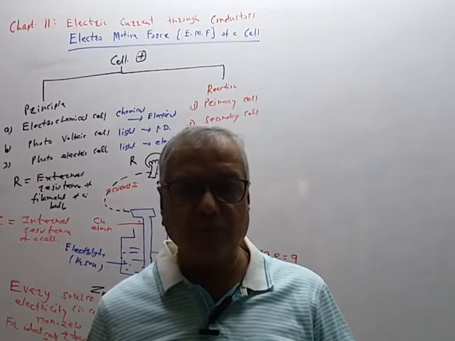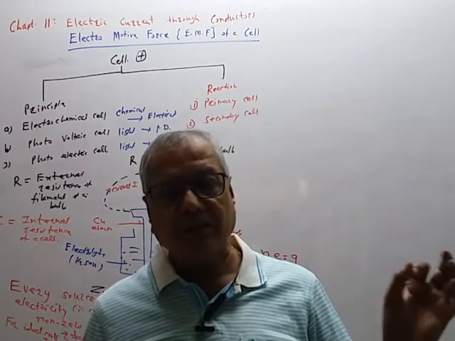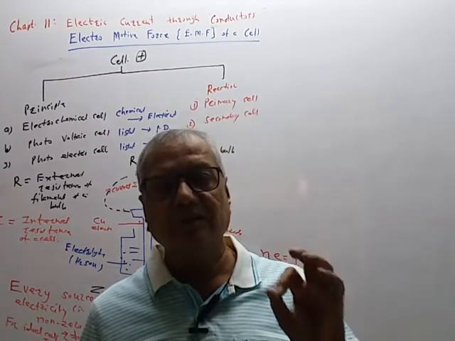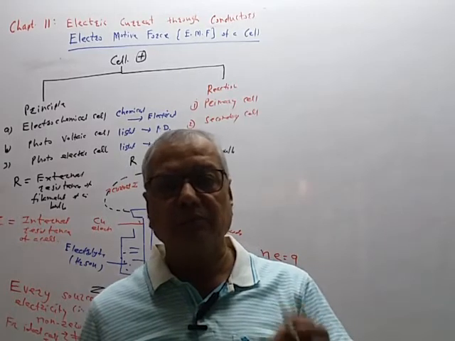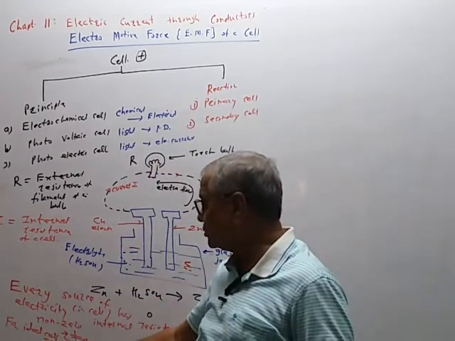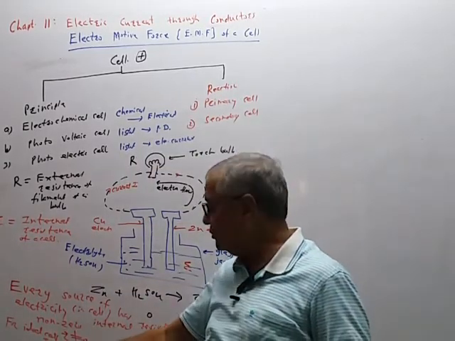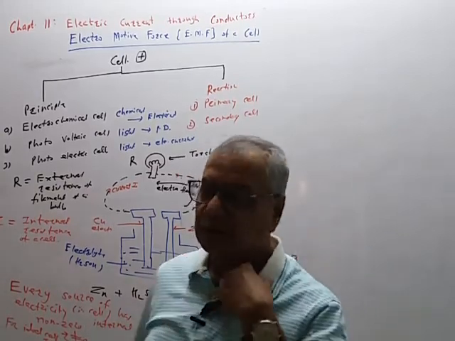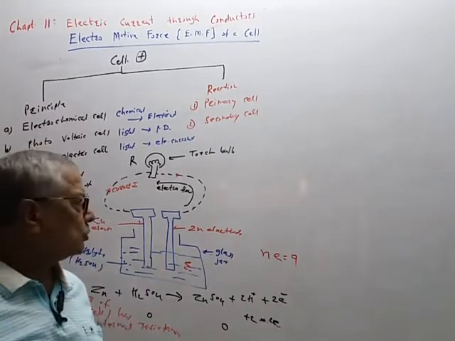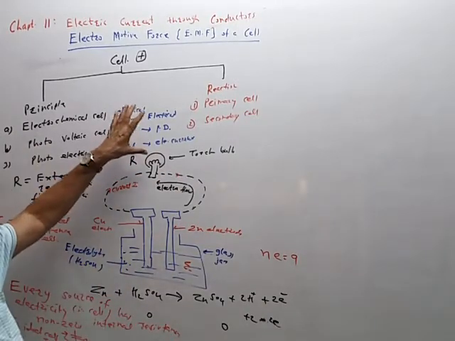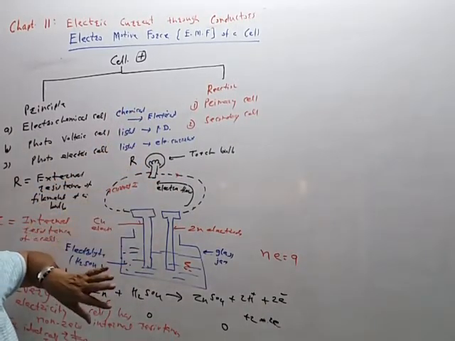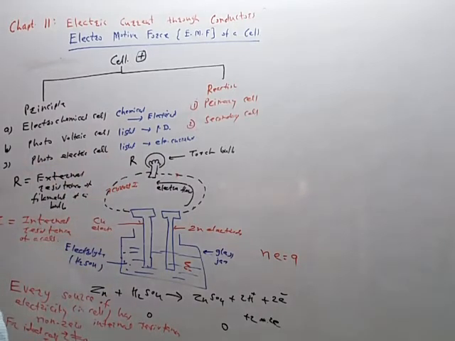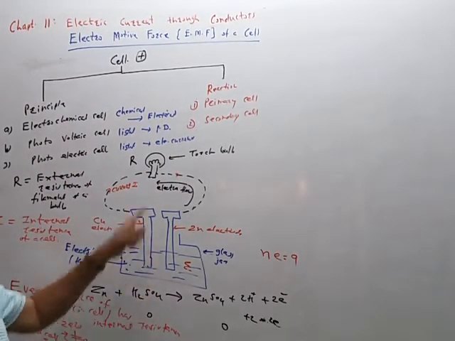So, in some problems, it is given that the internal resistance is negligible. It means that we have to neglect this R. So, in that problem, we will take R equal to 0 for the cell, like this. So, this is the meaning of the source of electricity. Every source of electricity has the ability to circulate the electron.